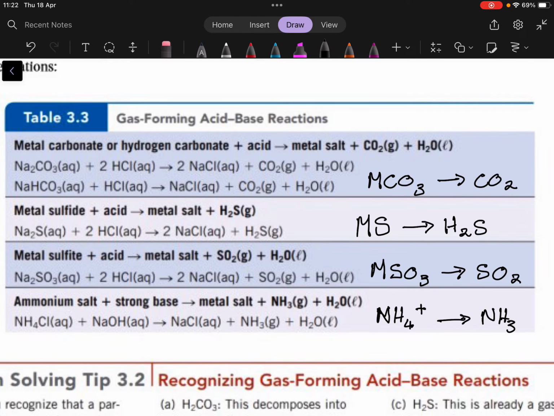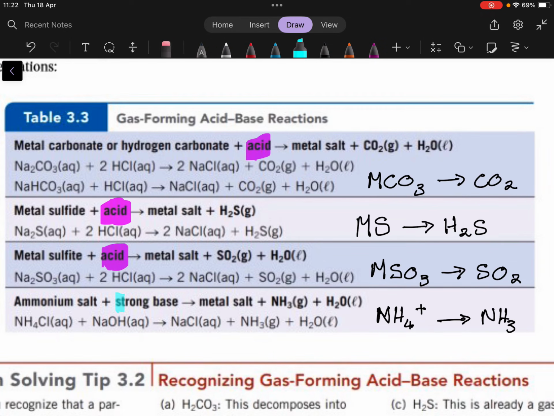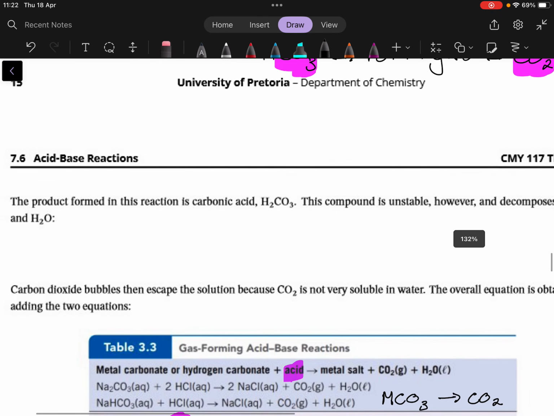Okay, so what is it? Metal carbonate with acid, metal sulfide with acid, metal sulfite with acid, and then which one is the exception? Ammonium with strong base. Okay, so just remember that. And these things, the reason why it forms CO2, we can quickly look at that.